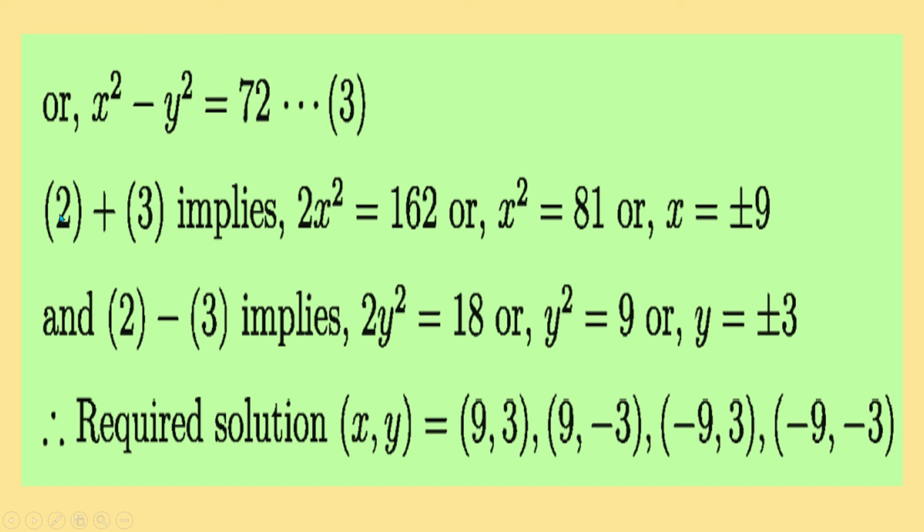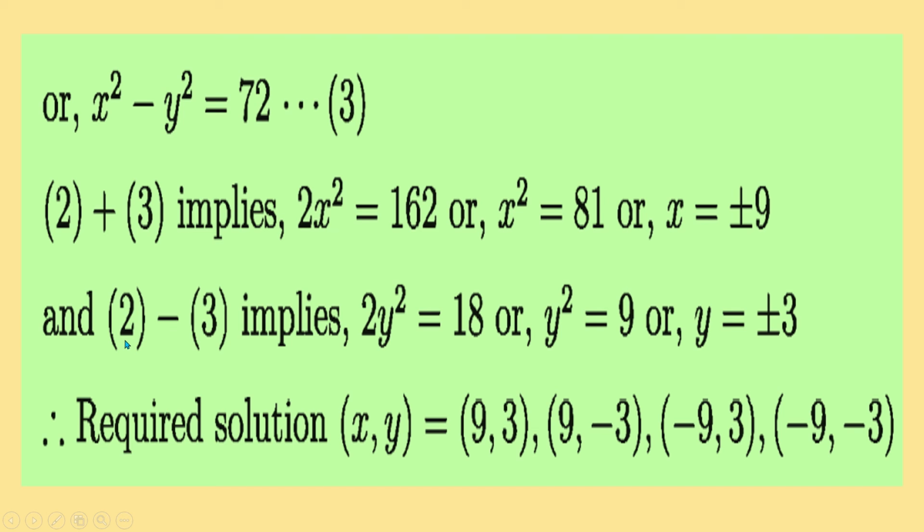Now adding 2 and 3. Equation 2 was x square plus y square, which is equal to 90. But equation 3 is x square minus y square, which is equal to 72. So after adding, the result will be 2x square equal to 162, or x square equal to 81, or x equal to plus minus 9.